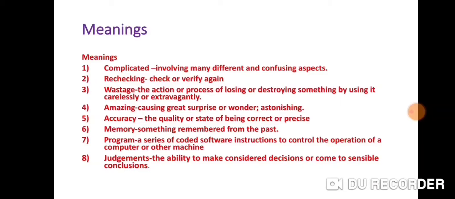Fifth one, accuracy. Accuracy means the quality or the state of being correct or precise. Sixth, memory. Memory means something that is remembered from the past. Seventh one, program. Program means a series of coded software instructions to control the operation of a computer or another machine. And the last one is judgments. Judgments means the ability to make considered decisions or come to a sensible conclusion. I hope you understood the meaning, students.